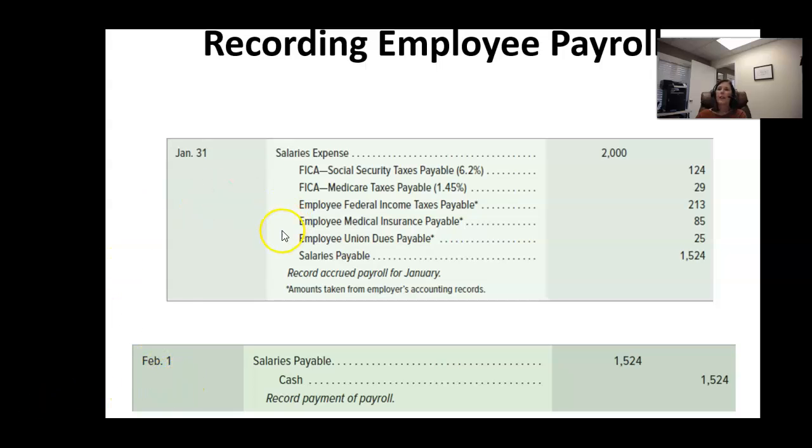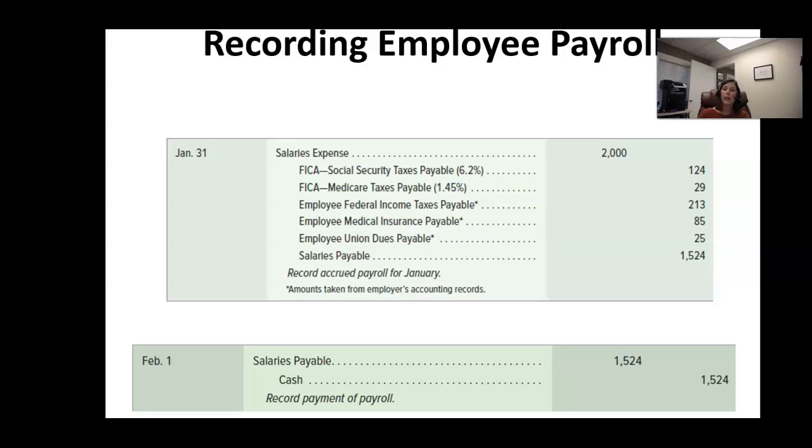Here is what a typical payroll journal entry is going to look like. We've got our salaries expense, so that's going to be the gross pay. Then we're going to record all of these liabilities. So we've got our Social Security, Medicare, and income tax withholding, well, there certainly should be income tax withholding, any medical insurance that we're withholding that is the employee's responsibility, union dues, and then salaries payable, that's going to be the net amount. And we're going to do this on the last day of the payroll period. We're not actually paying them yet. We're just recording the liability at the end of the pay period.